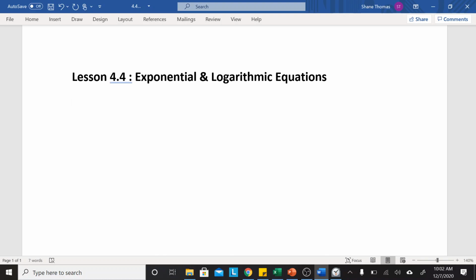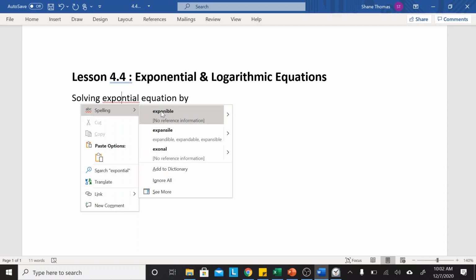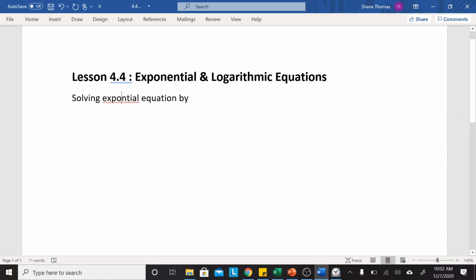So first off, what you have to do is solve an exponential equation by expressing each side as a power of the same base.